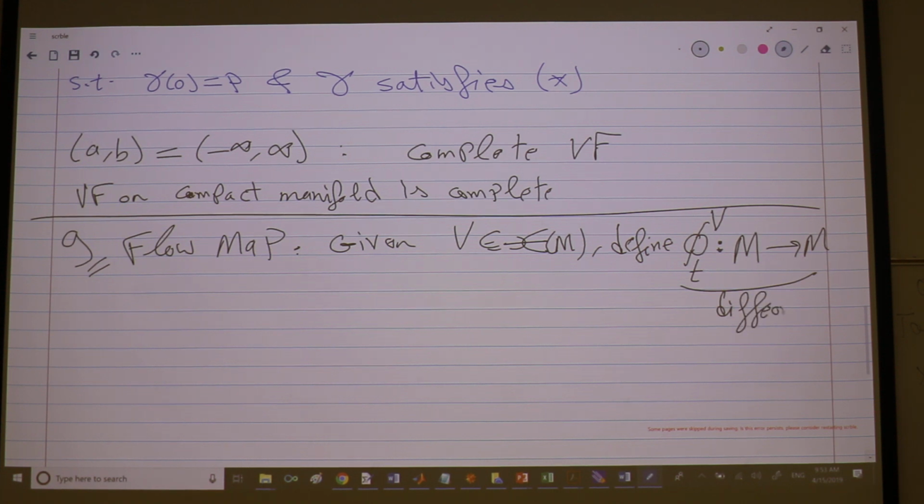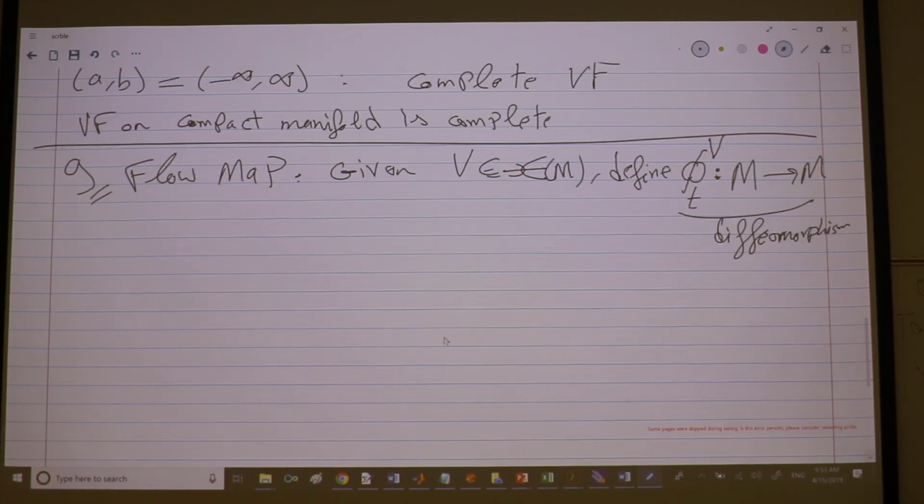It's differentiable and it has an inverse because I can flow along the reverse of the vector field. So it's a diffeomorphism on M. Okay? So this is the flow map, and I assume that you have seen it in the lecture. We'll have a little bit of repetition here.